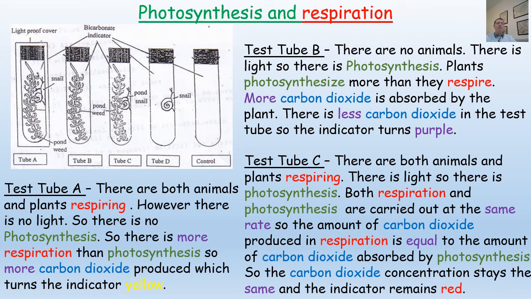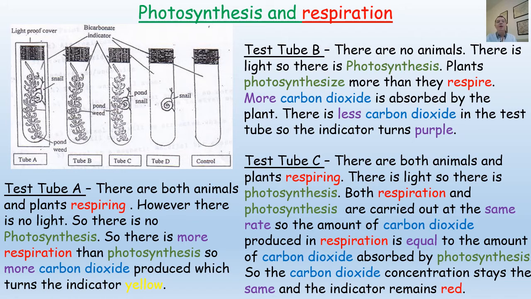So let's have a think then. What is happening in test tube A? Well, in test tube A, there are both animals and plants respiring. However, there is no light, so there's no photosynthesis going on. So that means there is more respiration than photosynthesis, and respiration releases and produces carbon dioxide. So there's more carbon dioxide produced, and that will turn the indicator yellow.